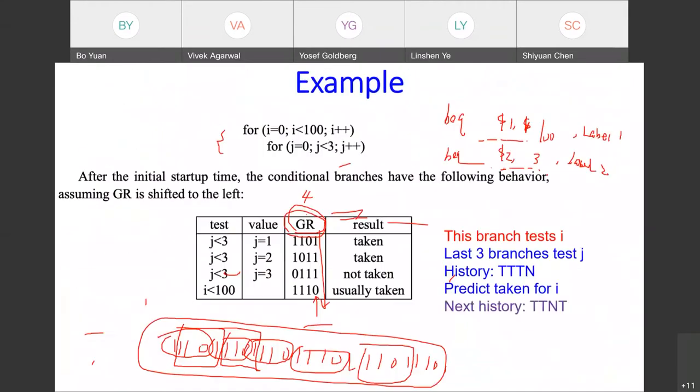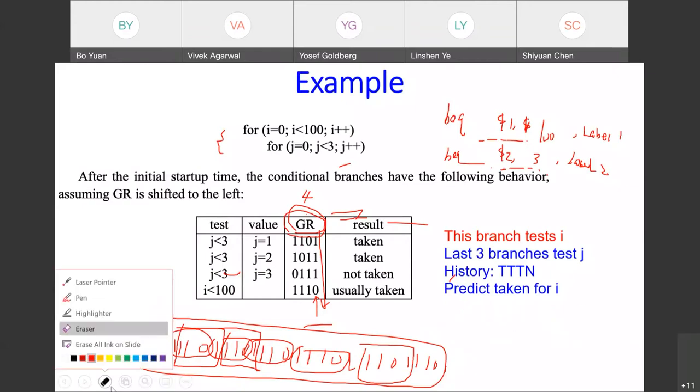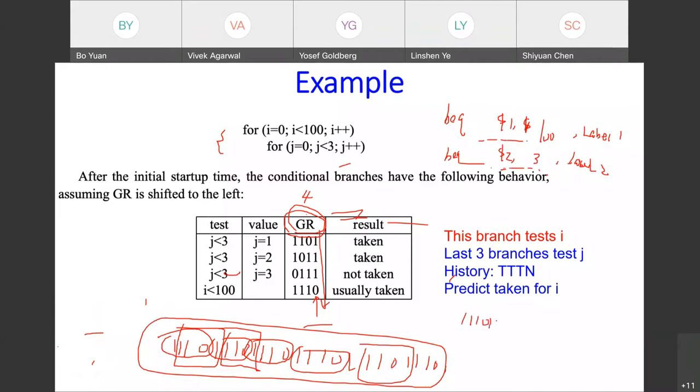there's some overlap there. For example, let's take a look. This is the branch global history: 1110111111. This is the global history, right? But then we know that for this 2-1, actually it belongs to the J. Sorry, mistake here. So for this 110, it belongs to the J, and this one belongs to the I.